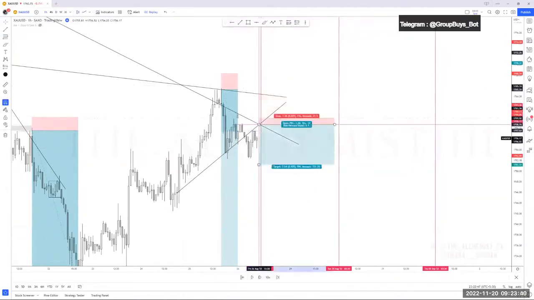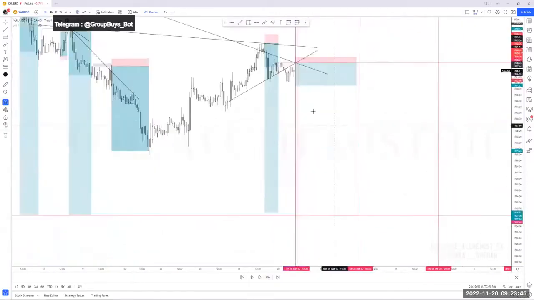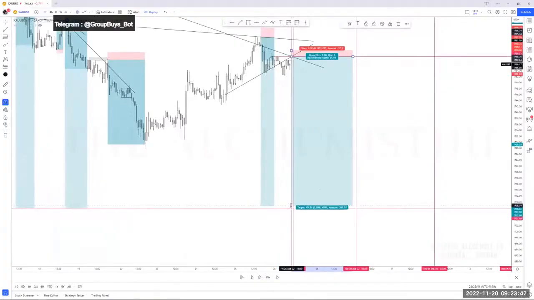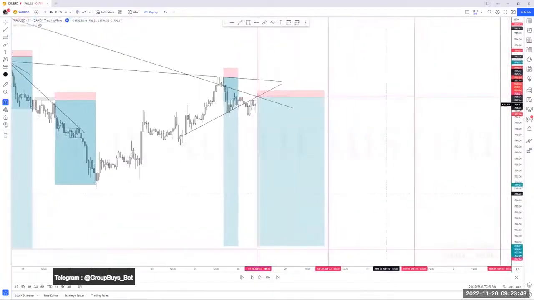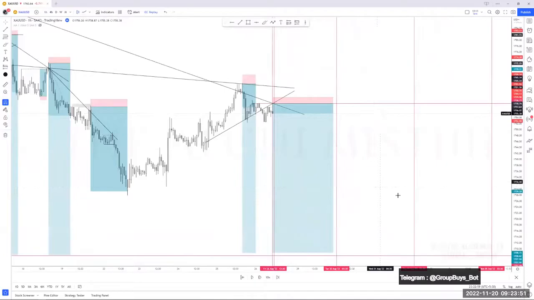Stop loss above this high maybe, or else let's say I think I had a 20 pip stop loss or something. And then where do we target? Here, the next weekly. Okay, so what happened? Look at that. Look how perfect it is.